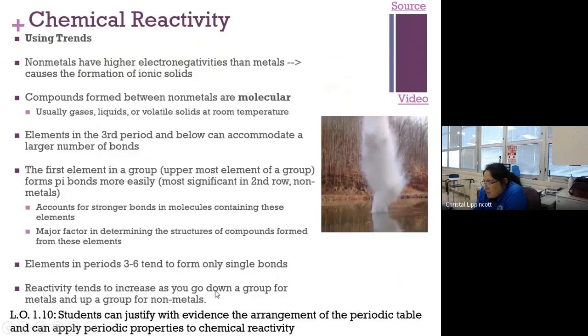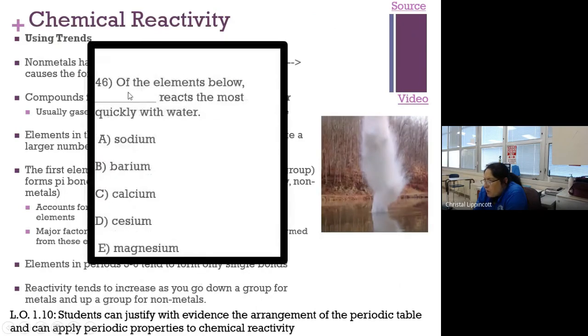Reactivity tends to increase as you go down a group of metals and up a group for nonmetals. Okay, of the elements below, blank reacts the most quickly with water.